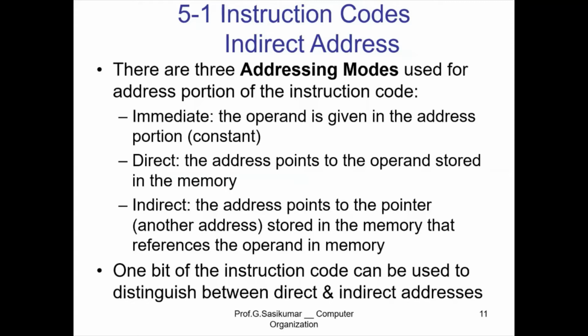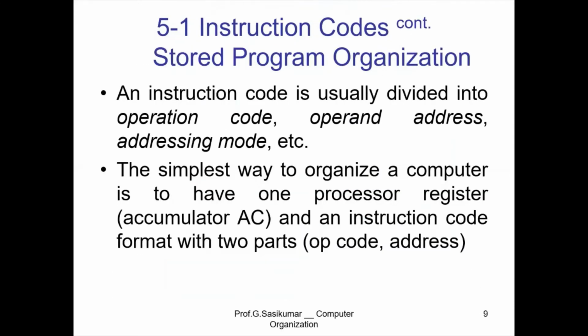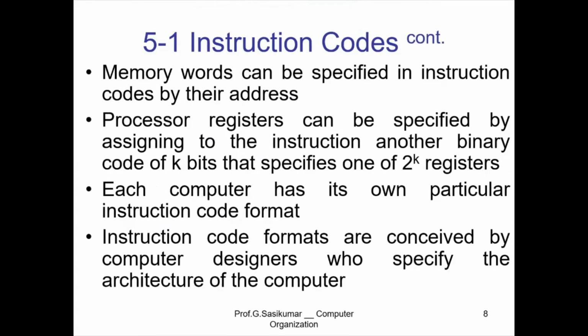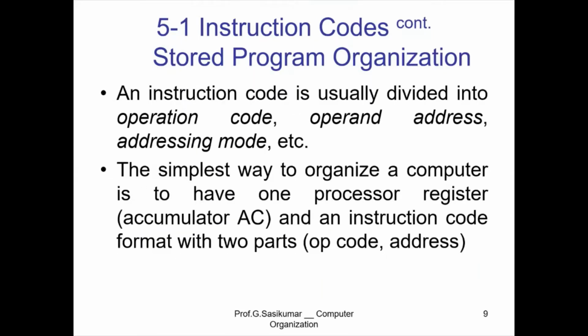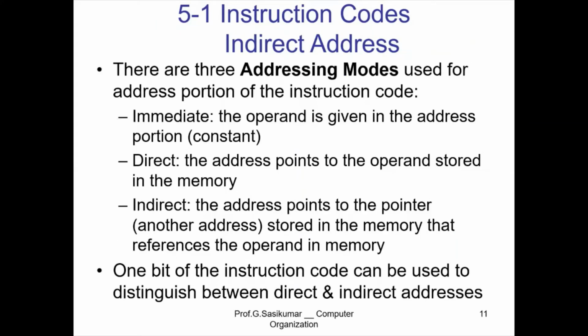So the first type of instruction code we know is addressing. There are different methods of addressing. We discussed only what is instruction code and what is stored program organization. In instruction code we have direct addressing, indirect addressing. In addressing mode we have three types: immediate, direct, and indirect. Immediate is constant, so it will find the data and execute. The operand is given in the address portion.